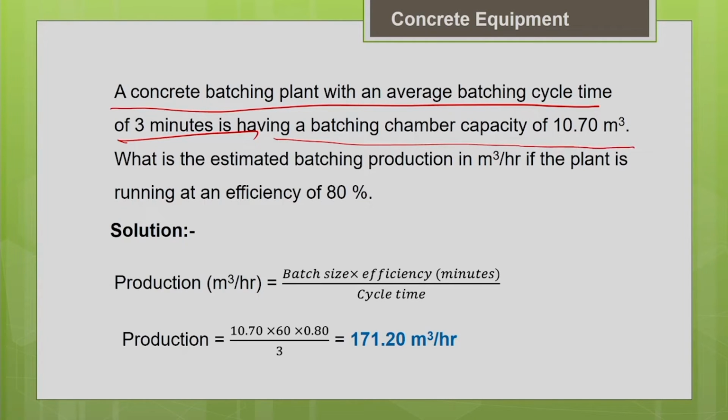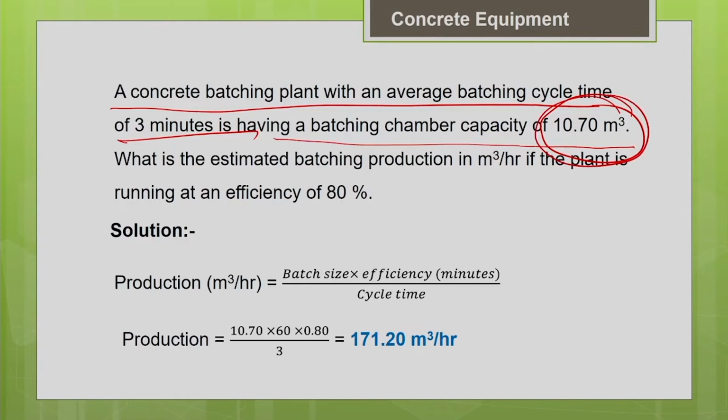Okay. So, the capacity is given, the batch size is given. So, we normally refer to nominal capacity or the batch size only. It refers to the mixed quantity of concrete only. So, 10.7 meter cube is the capacity.